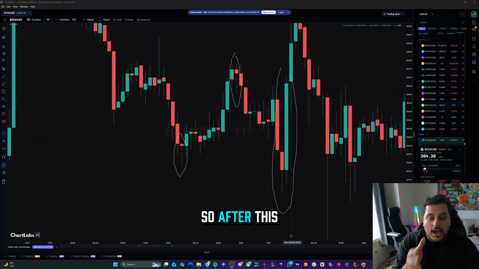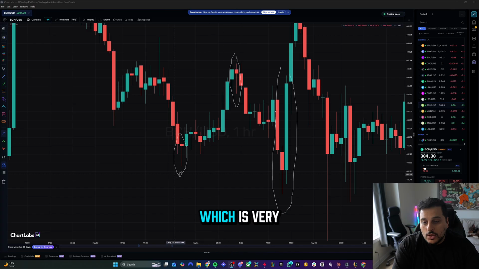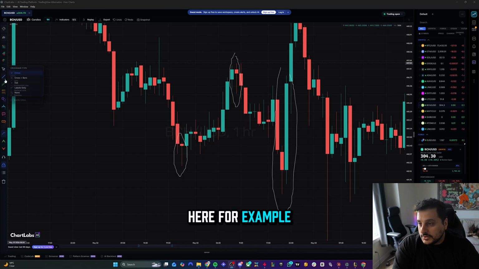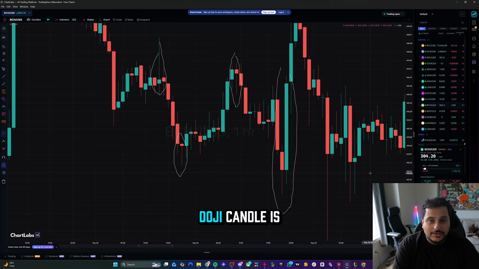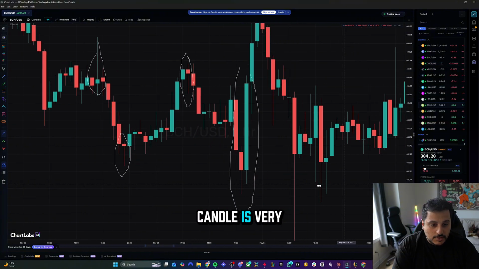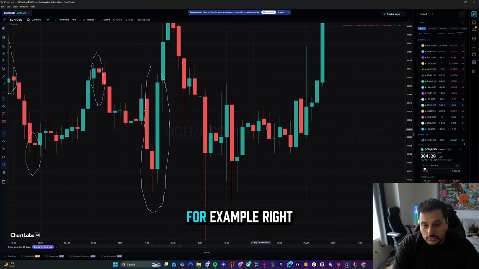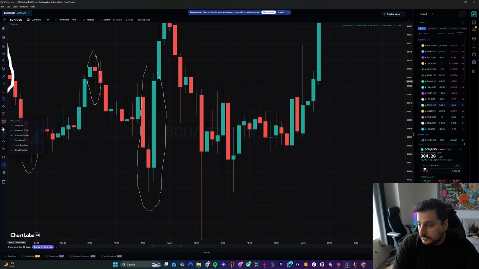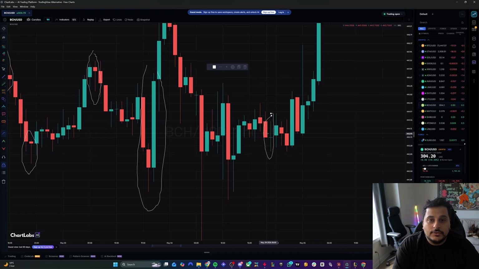So after this, now let's show you guys the third pattern, which is called the doji candle, which is very similar to these, right? So like over here, for example, we had another pin bar right here, just to show you right there. But now let's go ahead and show you guys what a doji candle is. So a doji candle is very similar to the pin bar, but it has no body. So for example, right here, go back to the brush tool. This right here would be a doji candle. We can see it has no body. It's basically like a cross.